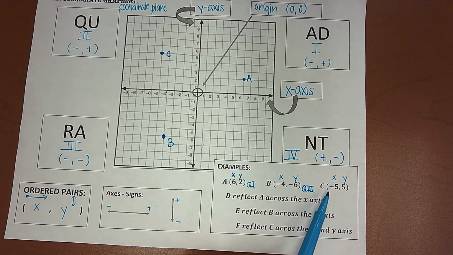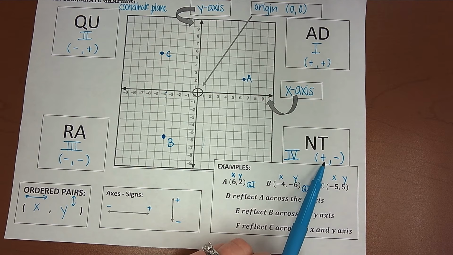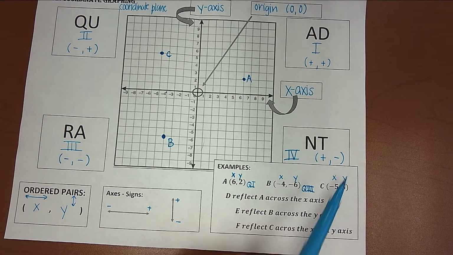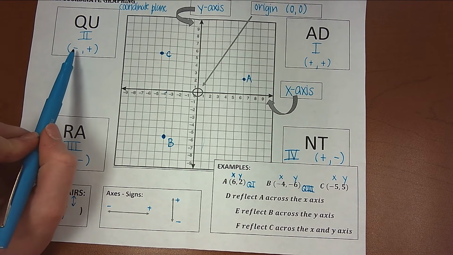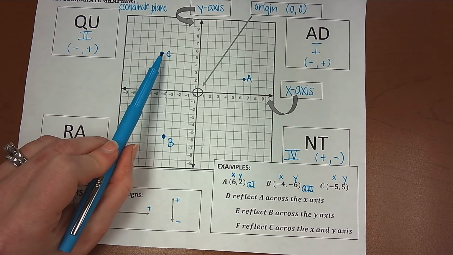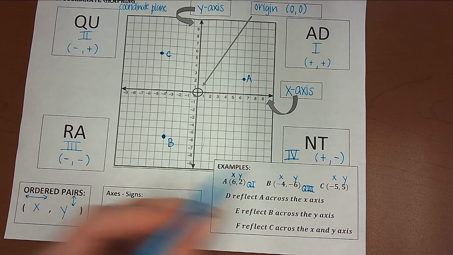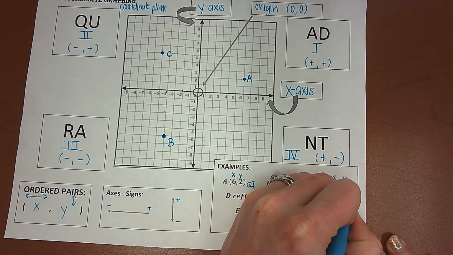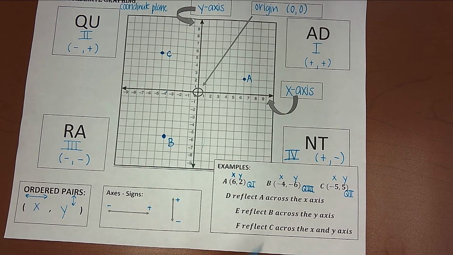And point C is a negative followed by a positive. So it's not 4, because that's a positive followed by a negative. It's quadrant 2 because it's a negative followed by a positive, and we did plot point C in quadrant 2, so that answer makes sense as well with our little cheat codes that we wrote in our quadrant boxes.